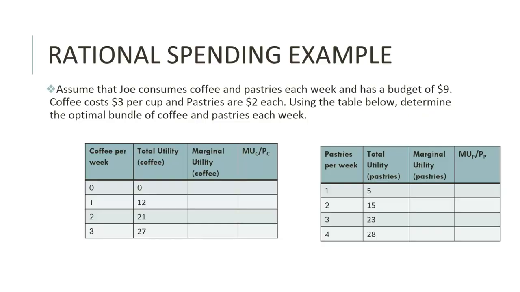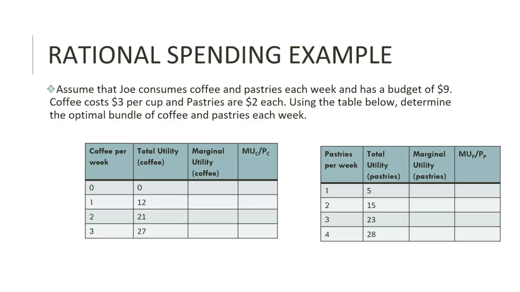All right, so let's do an example. So we are going to assume that Joe consumes coffee and pastries each week, and he has a budget of $9. Coffee is going to cost $3 per cup, and pastries are going to be $2 each. Using the table below, determine the optimal bundle of coffee and pastries each week.